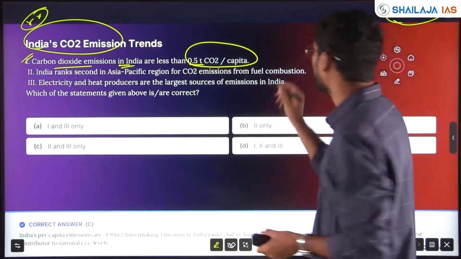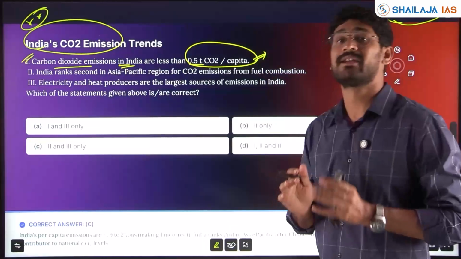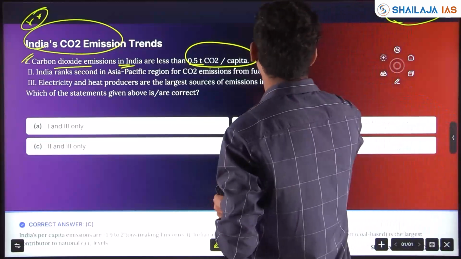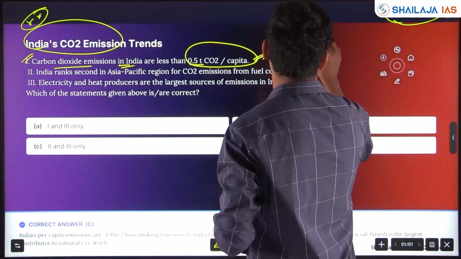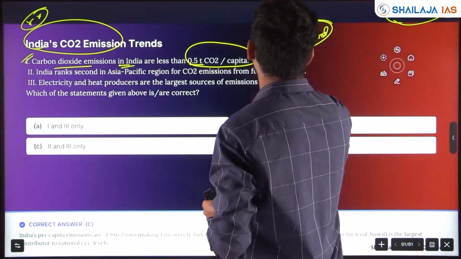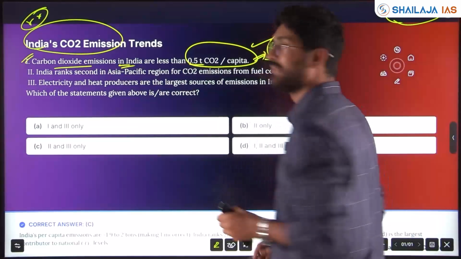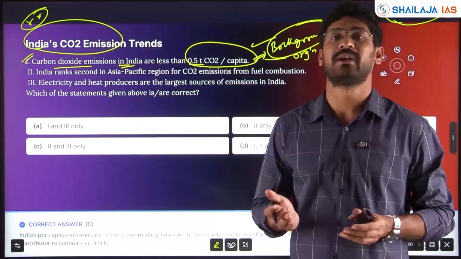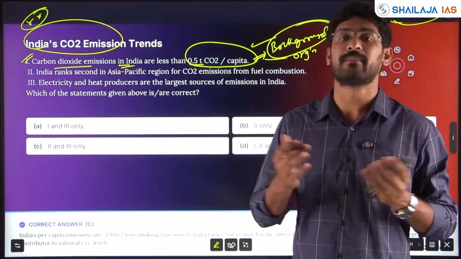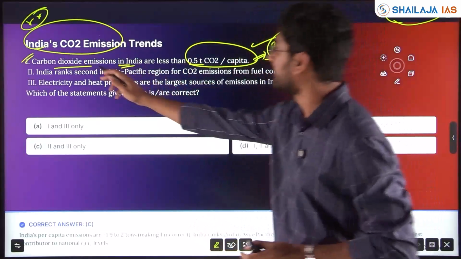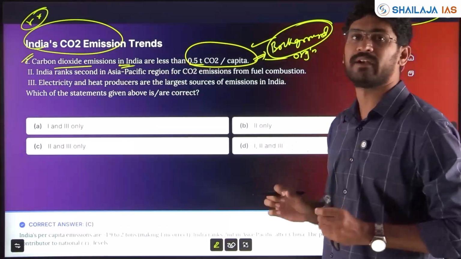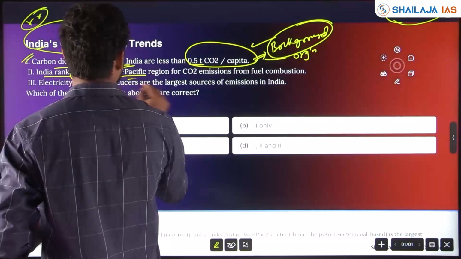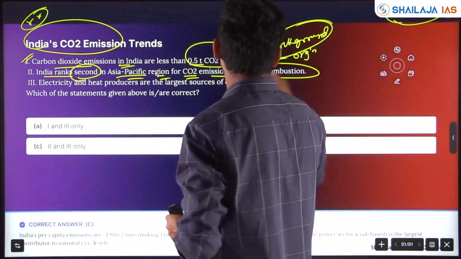Whenever he gives an approximation, it tends to be wrong. Whenever he states a fact without proper background, without saying which organization or who gave that data, then it tends to be wrong. We saw in economy also how he makes mistakes, for example export data, without mentioning whose export data it was. Here also he just gave a statement: carbon dioxide emissions in India are less than 0.5 ton CO2 per capita.